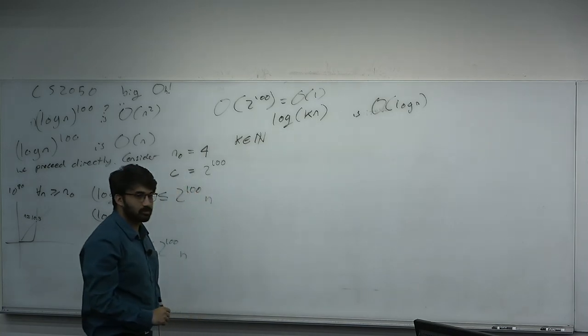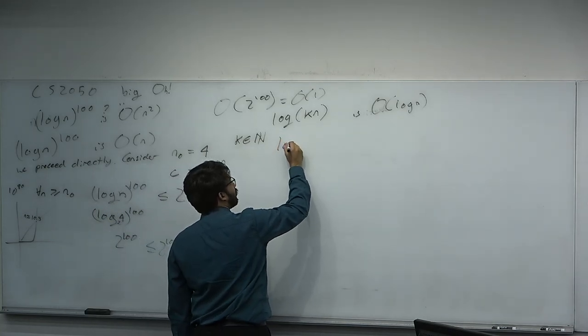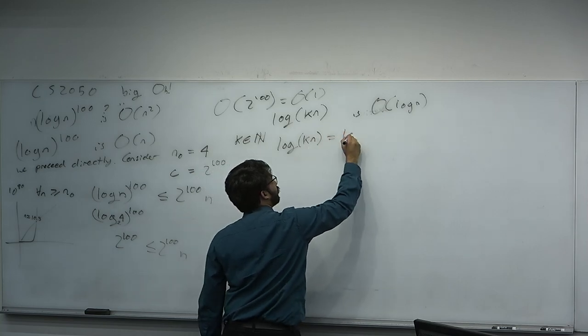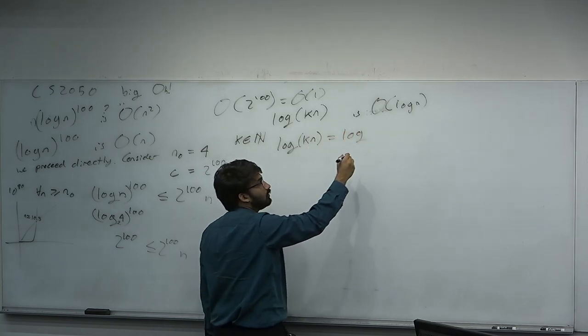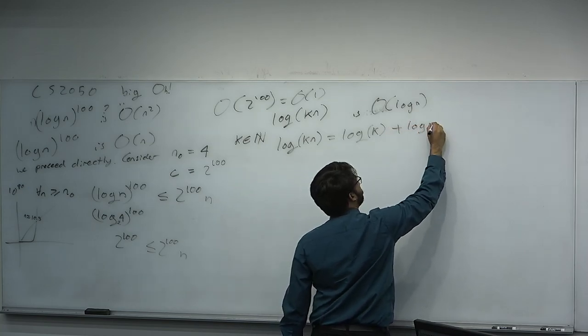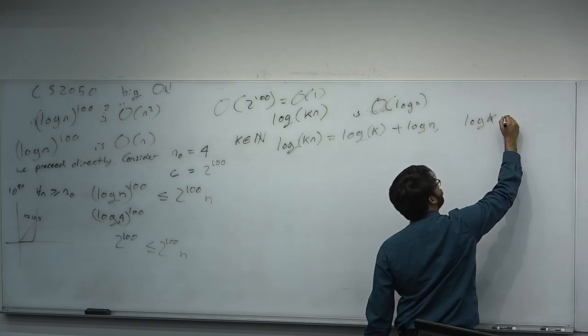What are the log rules? Let's prove it. Notice that log of kn is equal to log of what? Yeah, log of k plus log of n. Log of k is just what, a constant?